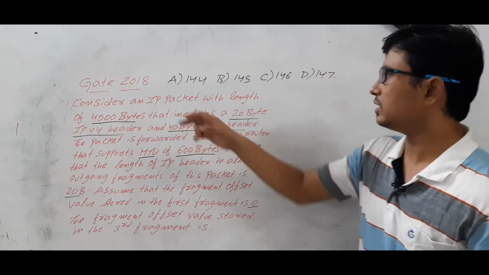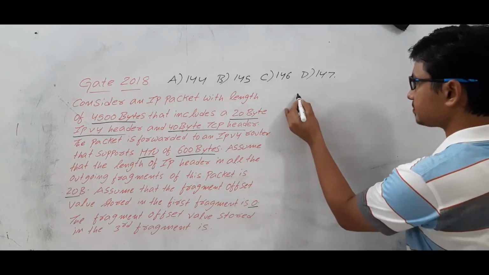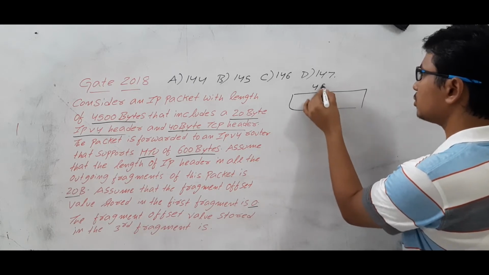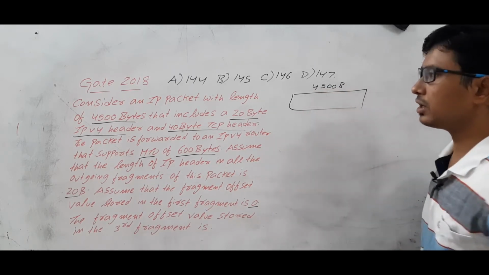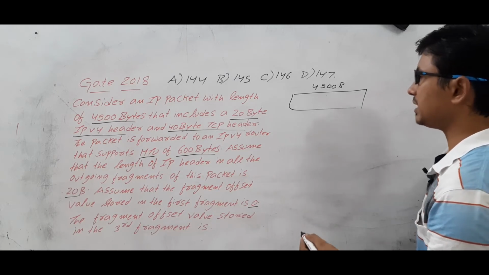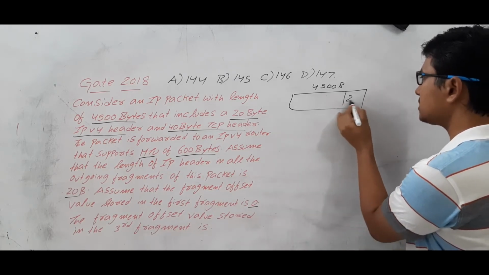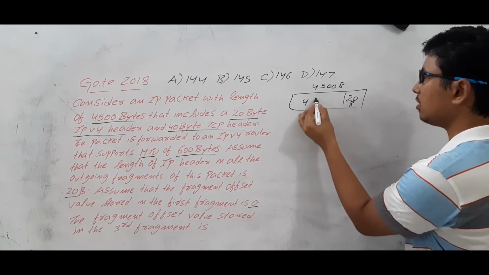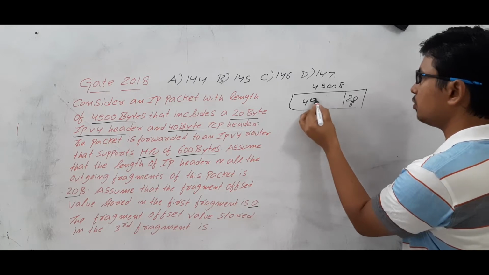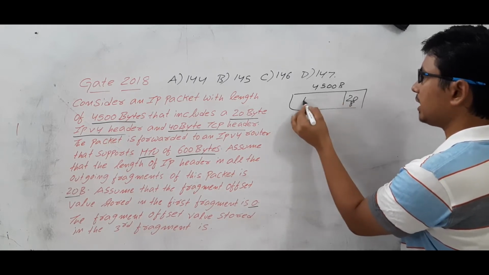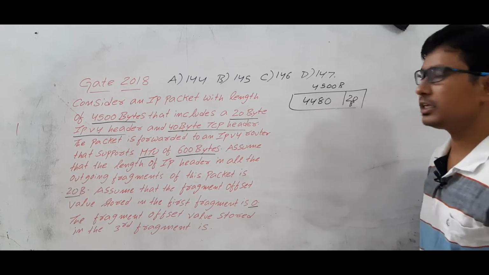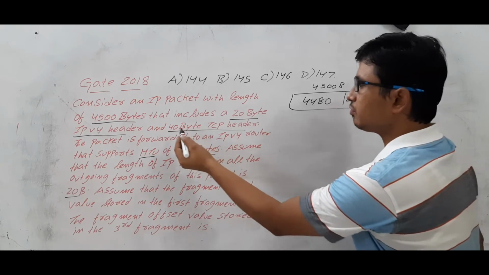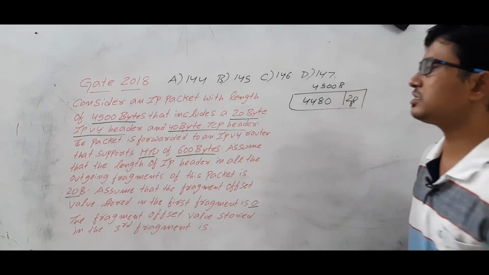Now if you see, an IP packet is coming whose total size is 4500 bytes. Will you agree with me or not? Out of the 4500 bytes of information, 20 bytes is the IPv4 header and the remaining is the data, 4480. Am I right? 4480 plus 20 is 4500. Is it clear? They are saying that the 4480 even consists of the TCP header.